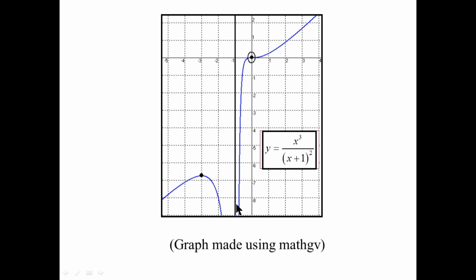And this blue line is the curve. Y equals x cubed over x plus 1 squared. The points shown are the points that have horizontal tangents, and you can sense that that's true. And this is an example of using technology to make a graph. I used MathGV for this, and I highly recommend it. It's easy to use, a little bit of a learning curve, but look what can easily be done with it.